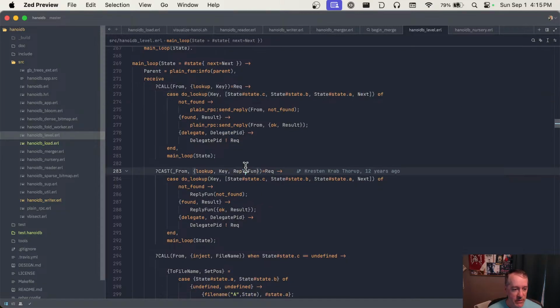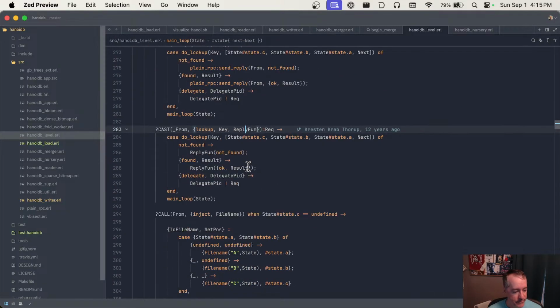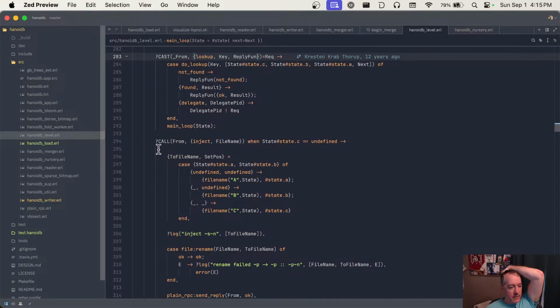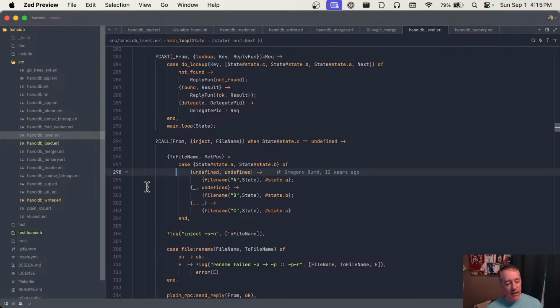Right, and this is similar, except you can pass a function. Okay, so inject, this is the thing we saw in the nursery, right? This is receiving a file. It's like, hey, I have this file that I merged, or I'm the nursery and it's my first file. It's a little baby file, but it's complete, and you need to take it over.